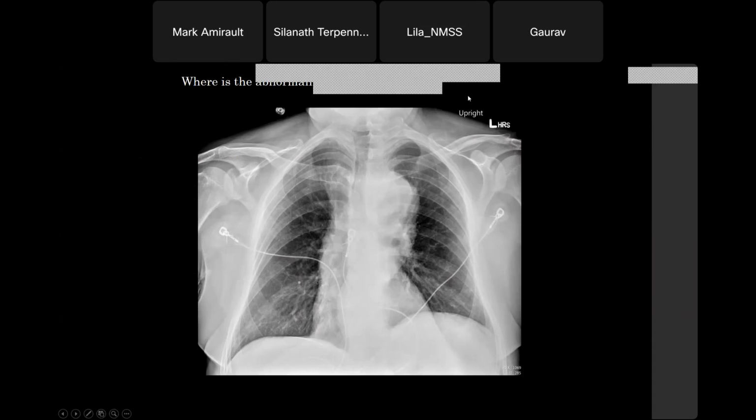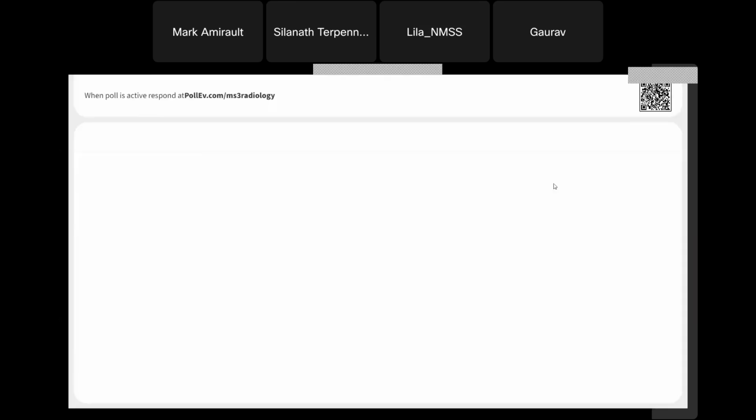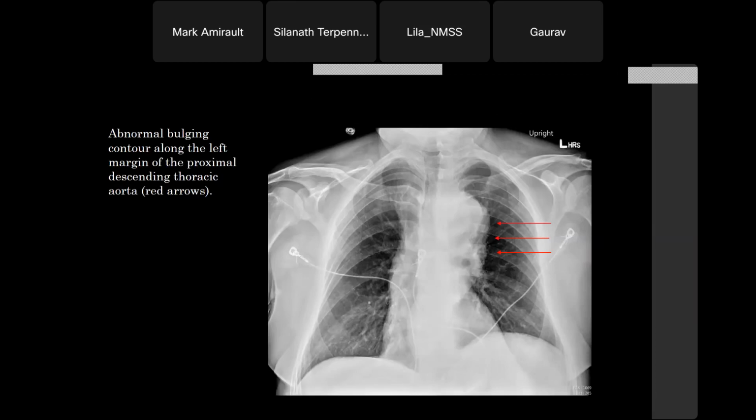So where's the abnormality? I kind of told you, but the aorta is very big, and when we think about a big or abnormal looking aorta, we think about acute aortic syndrome. In this particular case, aneurysm or dissection is the main concern in the descending thoracic aorta. So this patient is going to get a CT emergently.